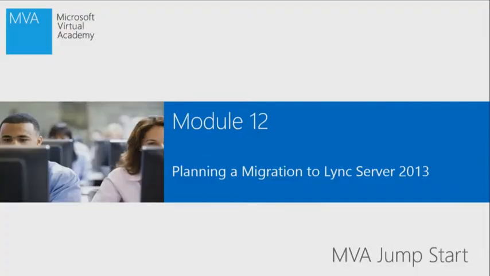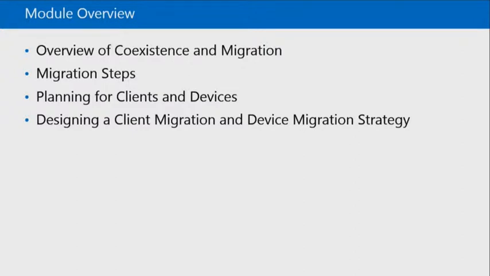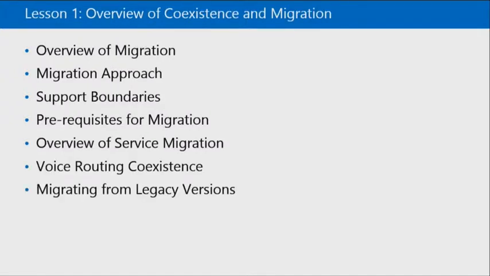Okay. So this session is talking about migration into Lync Server 2013. Really what we're going to talk about is an overview of the coexistence and migration. We're going to talk about the migration steps. We're going to talk a bit about planning for clients and devices, and then designing a client migration and device migration strategy. In the first segment here, we're going to talk just generically about that overview, some migration approaches that are out there. When you're talking about support, what your support boundaries need to be, what prerequisites you might have for migration, an overview of that migration service, what happens when you're coexisting from a voice perspective, and what happens when you're migrating from legacy versions.